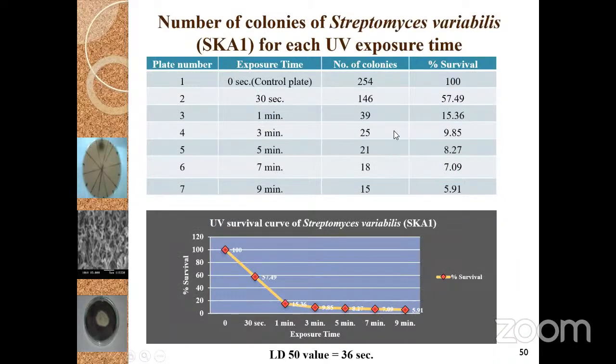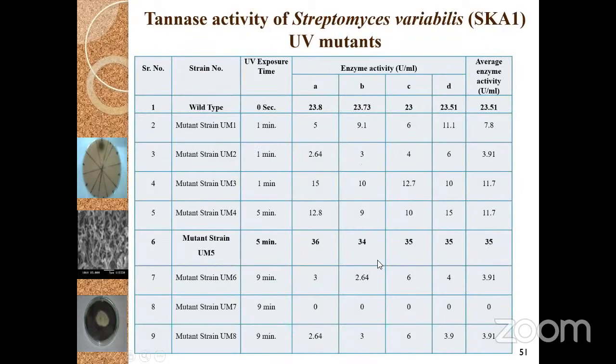So this table shows us the exposure time, number of colonies that survived, and the percent survival. The percent survival curve was used to determine which colonies we have to use for further study. So the colonies above the LD50 value, the colonies which remained viable after 36 seconds, we have chosen for further studies. This table shows the different strains we have taken: the wild type and the UV mutant strains. Among the different UV mutant strains, strain UM5 shows promising enzyme activity.